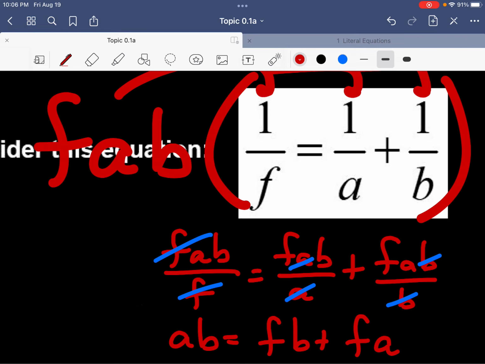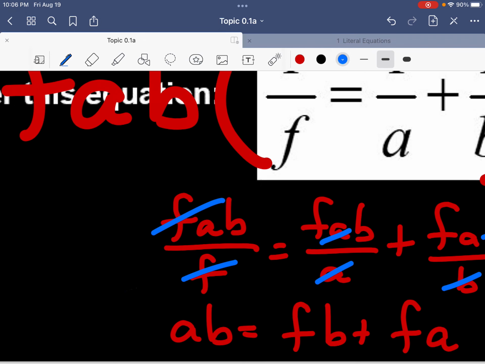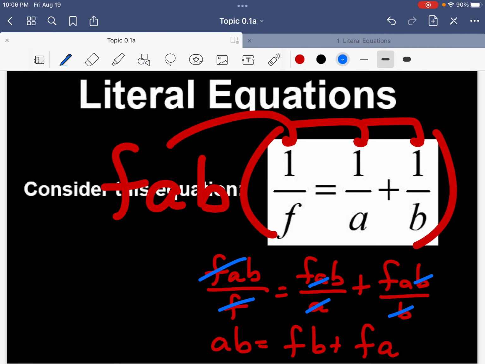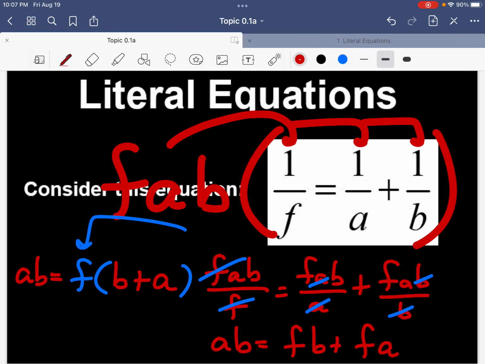Do you see? We have a repeated f, don't we? What do you do with a repeated factor, or a repeated variable? You factor. So we're going to pull out the f. We'll just slide over here. We're going to take out the f. Let me organize it the same way. And we're going to be left with a b. We're going to be left with an a.